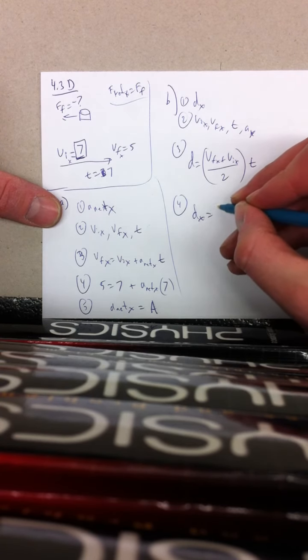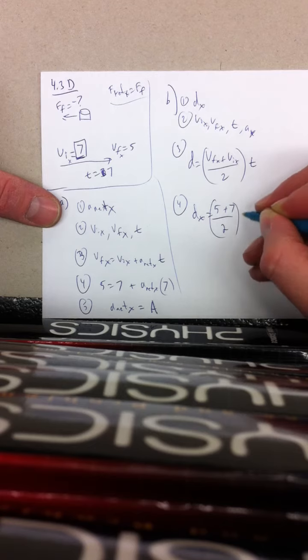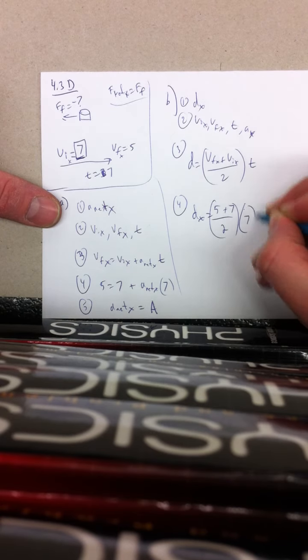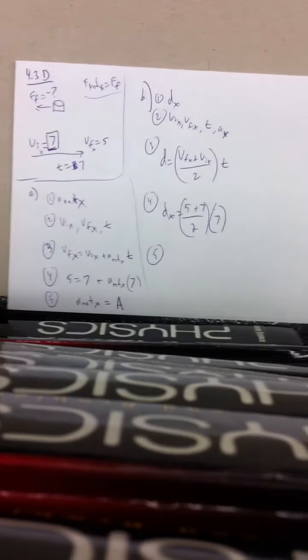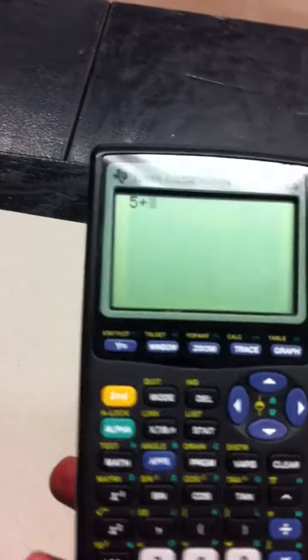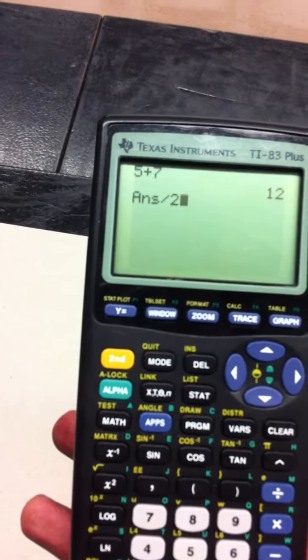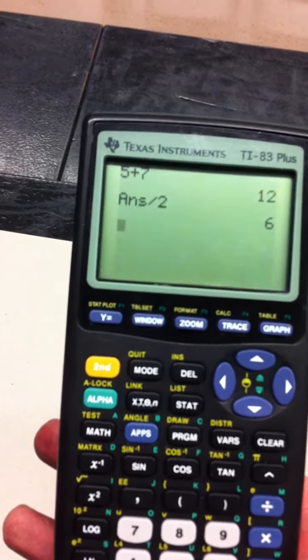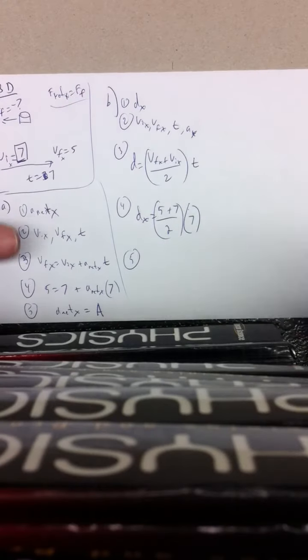dx is going to be equal to 5 plus 7 divided by 2 multiplied by 7. So we get 5 plus 7, divide that by 2, multiply that by 7. So dx is 42.